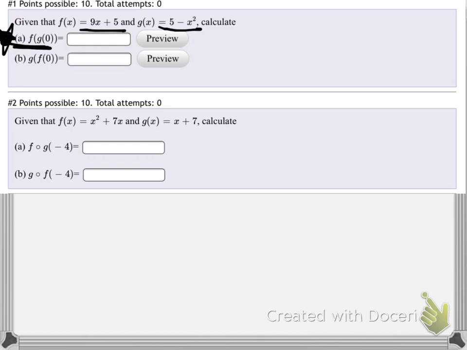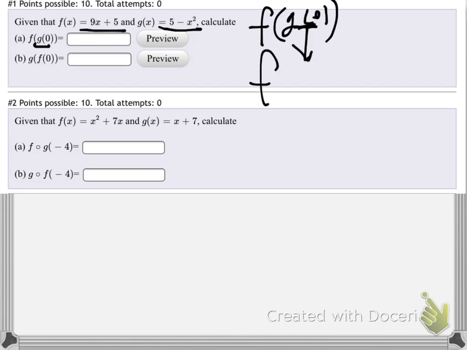going to start by, here, let me clean that up a little bit. We'll start by shooting 0 into the g function first. That's our inner function. 0 goes into the g function first, and then once we get an answer to g of 0, we'll do f of that answer. So let's first figure out g of 0. If we have f of g of 0, we will first figure out what g of 0 is, and then we'll figure out f of that answer.